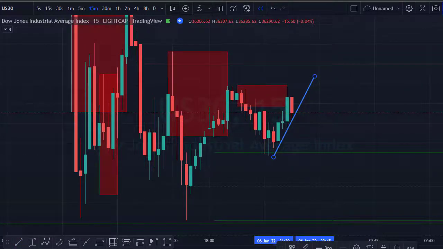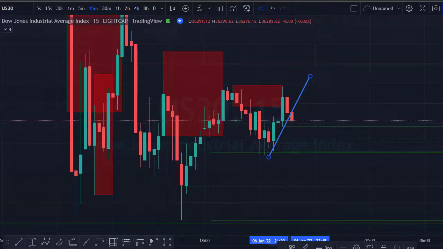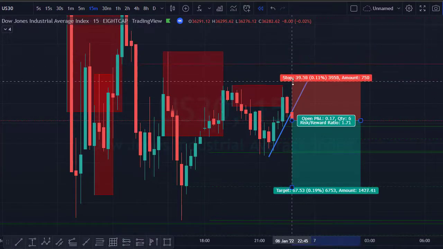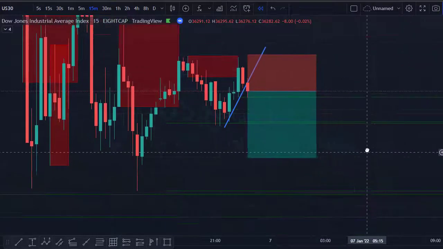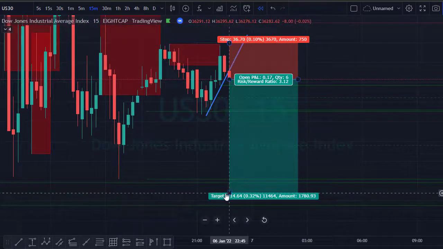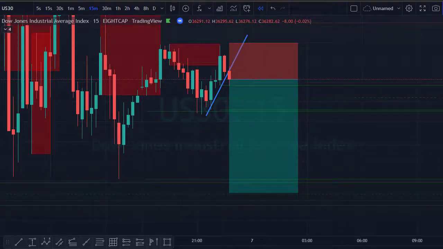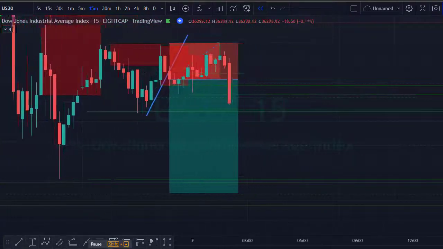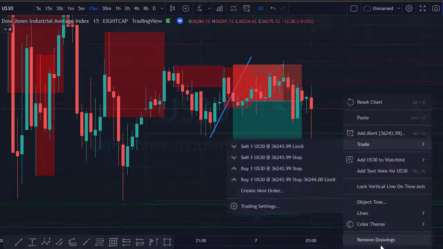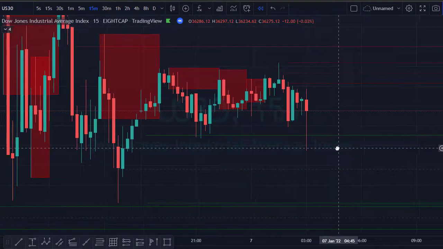We're going to wait for a break down. There it is. We're going to get in for a short. We're going to put our stop above here, and we're going to play it down to here, let's say, that green order block. That makes a good target. So that's a 1 to 3 right there. Let's see if that plays out. Oh, we actually stopped out right there. No problem. That's why your risk reward is super important.